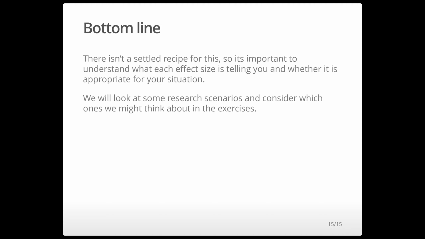So it's important to understand what each effect size is telling you and whether it's appropriate for your situation. And this is what we're going to do during the lab exercises this time. We're going to look at some scenarios and think about which effect size would be most appropriate to report, to try to help wrap our head around what the different effect sizes are doing.